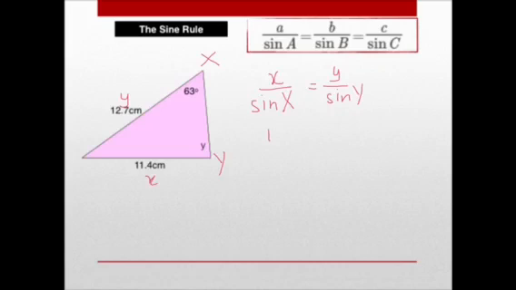Once we've written down our formula, we fill it in. So X is 11.4, the sine of X is sine 63, and Y is 12.7. Now again, we have one fraction equal to one fraction. So we can multiply up and across, we can cross multiply. And that gets us then that 11.4 sine Y equals 12.7 sine 63.